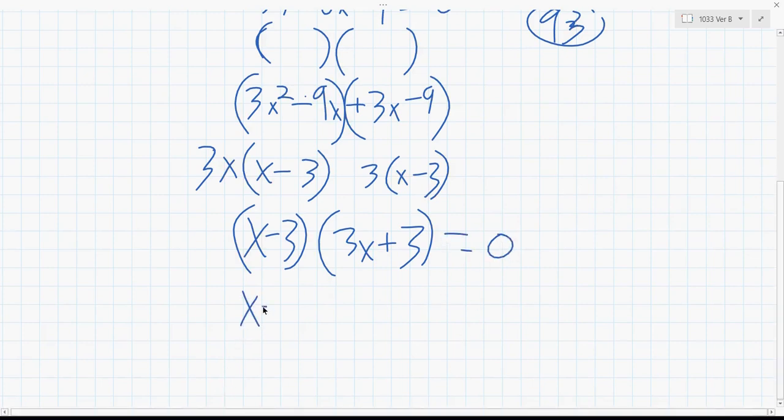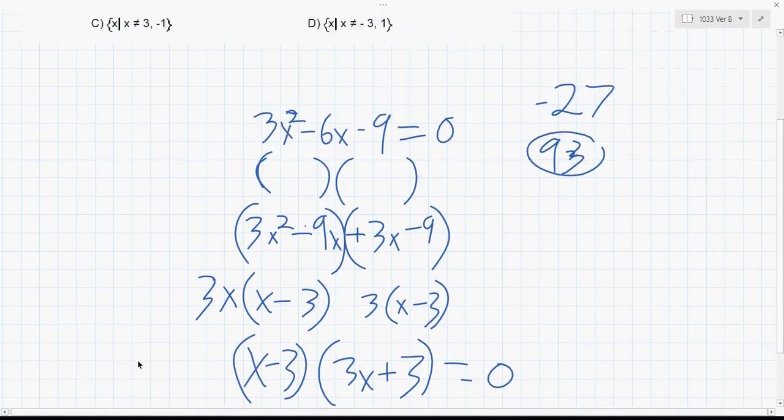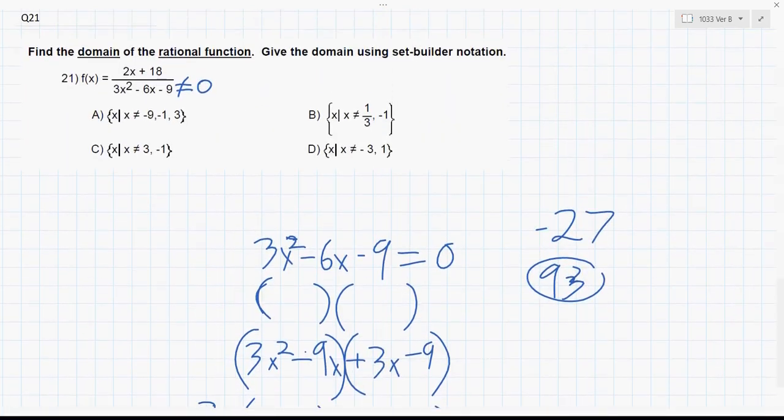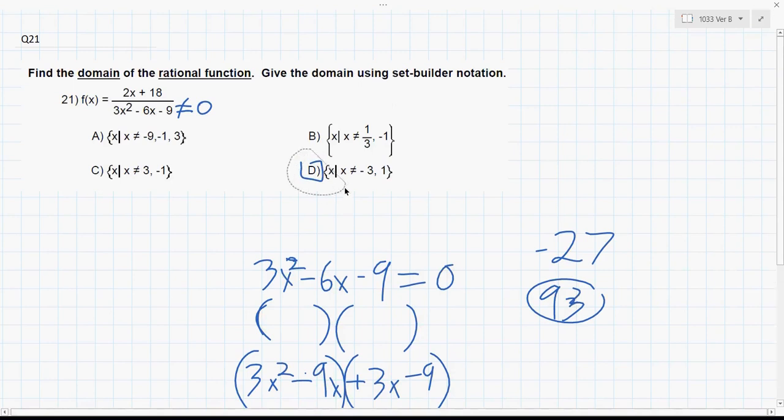So that means that x will equal 3, and then I will switch that over. So 3x will equal negative 3, and then divide both sides by 3. So I end up with x equals negative 1. So I know that both negative 1 and 3 are going to be my two solutions. So I look at these and go, I've got negative 1, negative 3. Is that right? Oh no, it's negative 1 and 3, so that's not right.